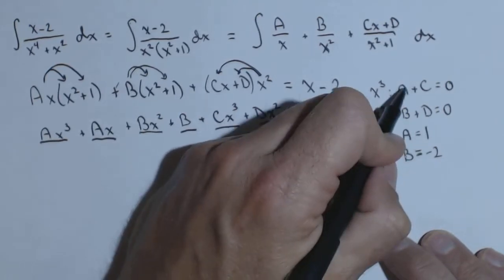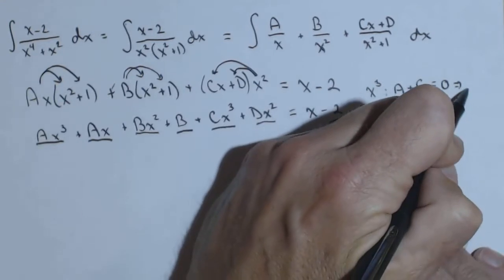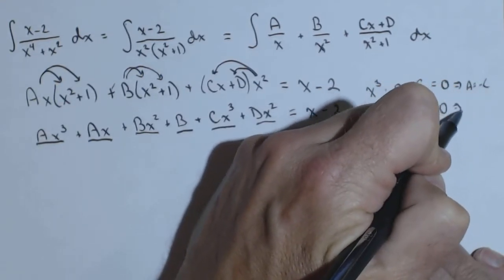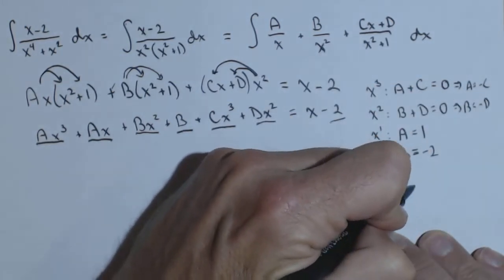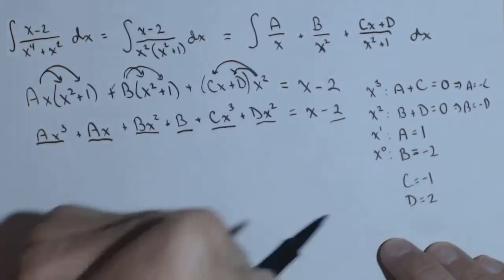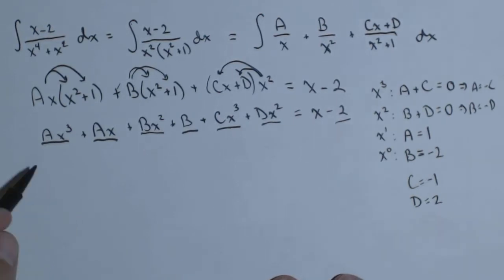So we already know a and b, and notice if we solve these, this tells us a equals negative c and b equals negative d. So c is just the opposite sign of a, and d is just the opposite sign of b. So we have enough to put this together.